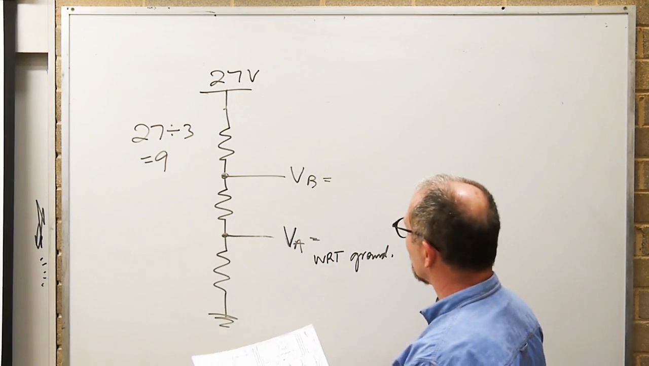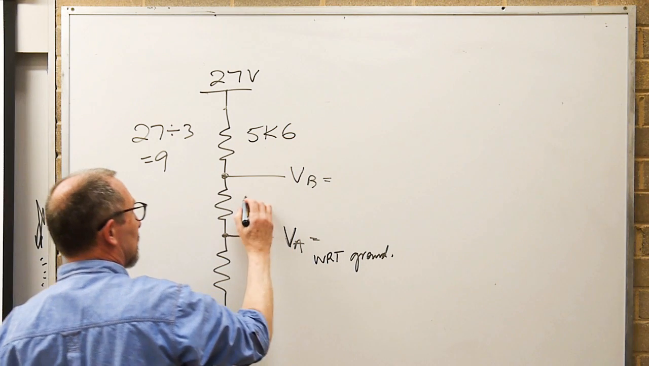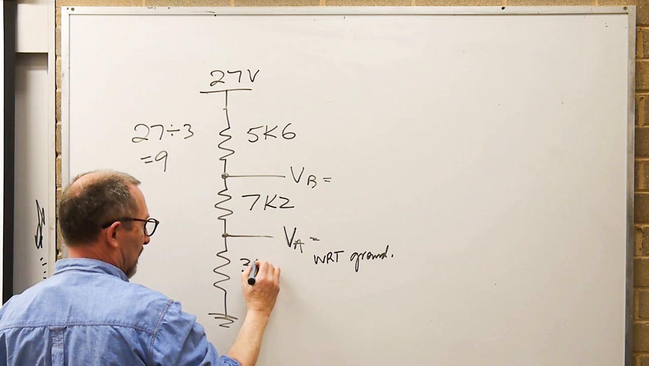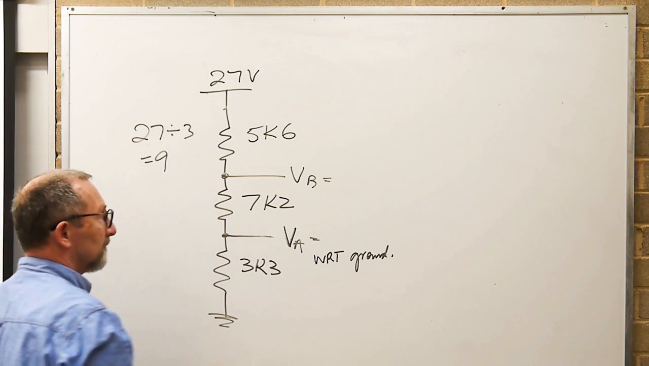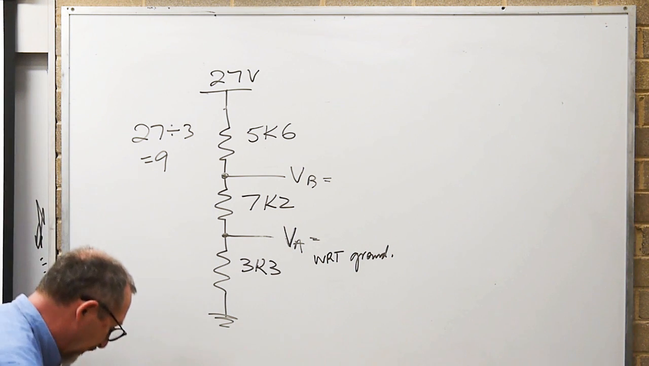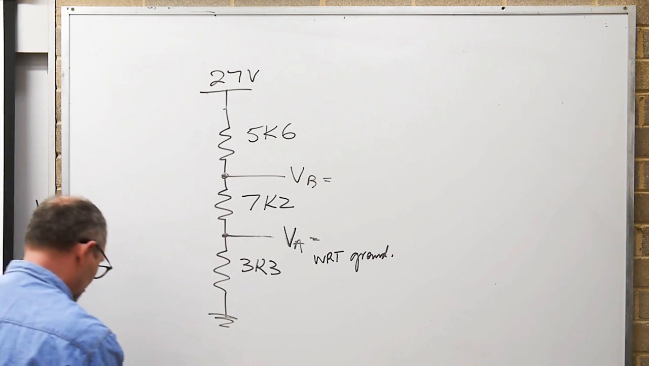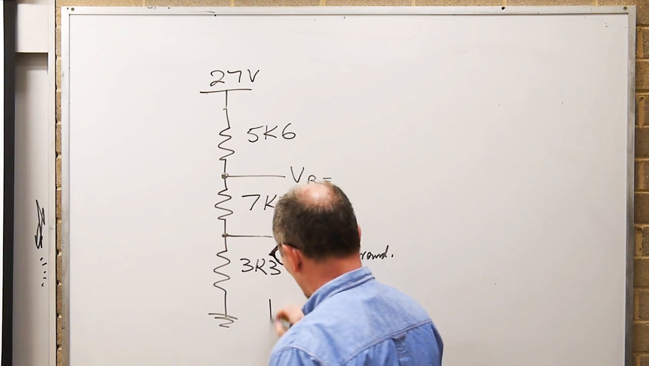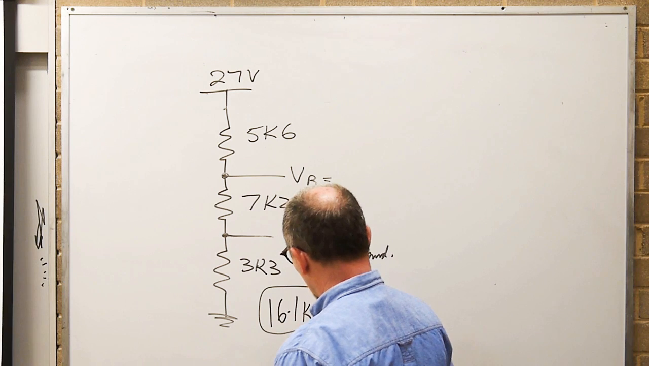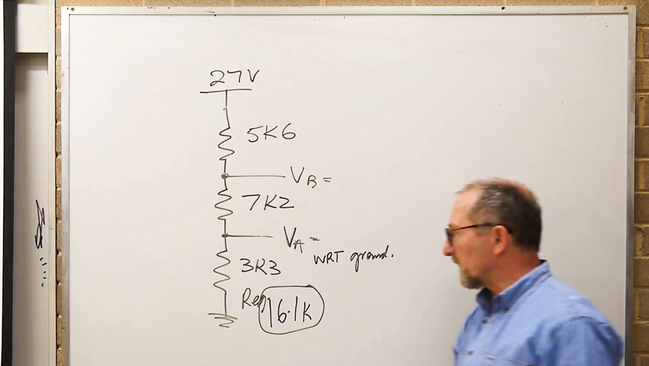So let's put some values. Let's make this 5K6, 7K2, 3K3. All right, let's find the voltages. How do we go about it? Where do we start? All right, what's the REQ? Wow, that was quick. 16.1K. Geez. REQ, 16.1K. All right, then what do we do?